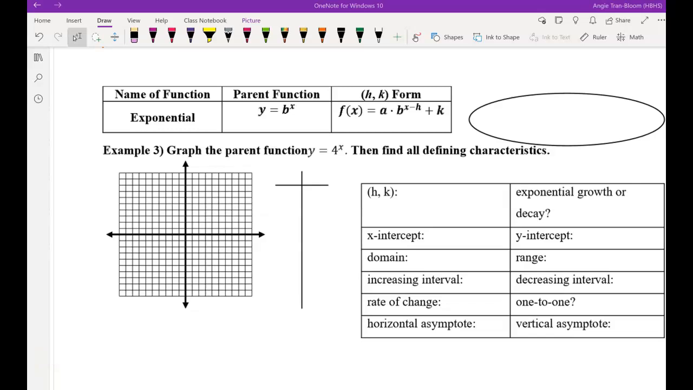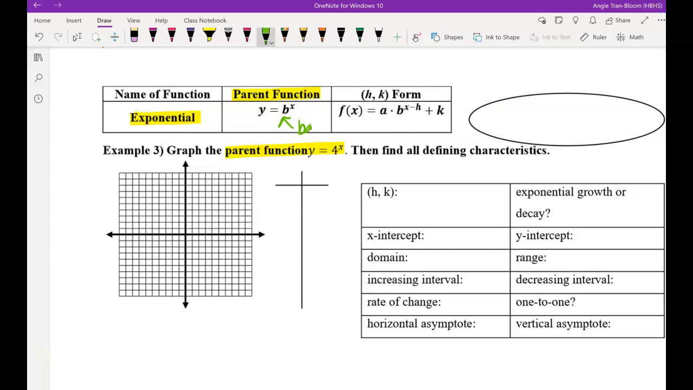So we are going to try to do some more parent function graphs and then some extra graphs with the transformations, okay? This one says, example 3, graph the parent function y equals 4 to the x. Remember, these functions are called exponential functions. And our parent function, it's always y equals b to the x. Your b is your base, okay?